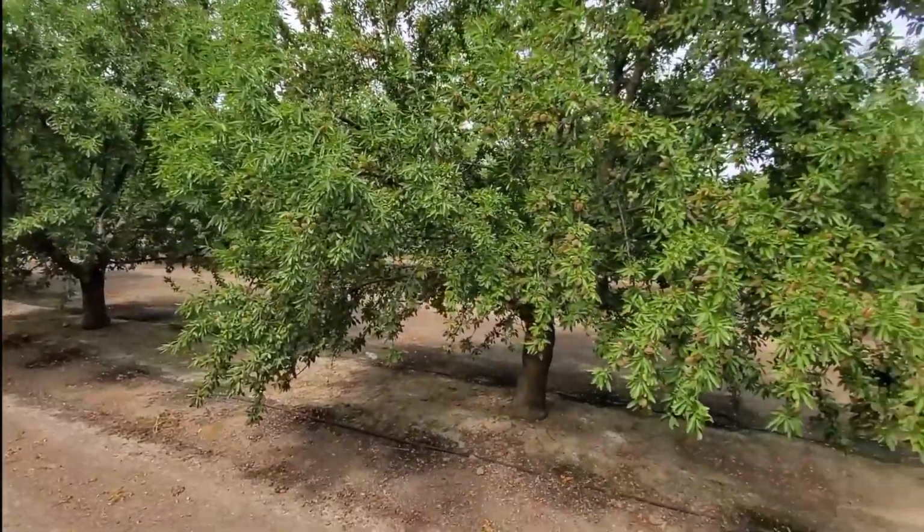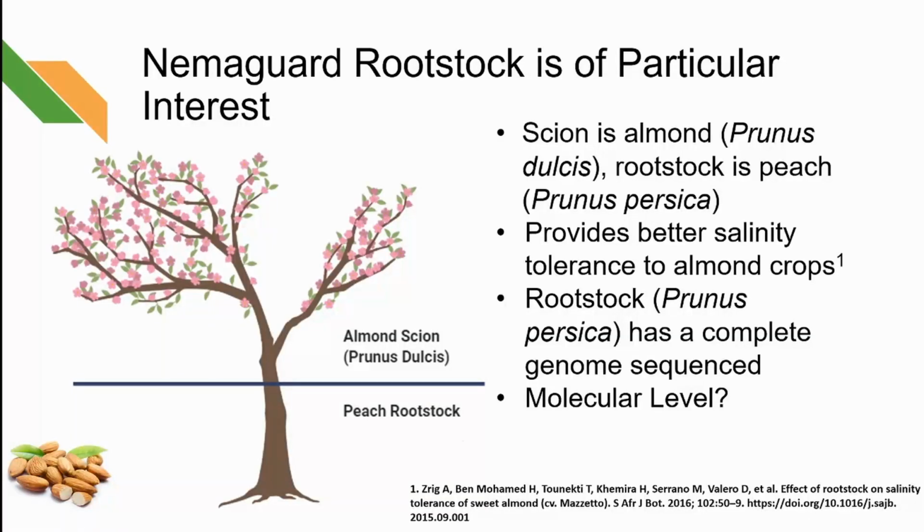Now, the rootstock that I work with is called Nemagard. Nemagard is a really popular rootstock that's actually derived from Prunus persica, or peach. It's commonly grown for its resistance to nematodes, but it actually has two qualities of interest to me. One is that it's been shown to provide better salinity tolerance to almond crops, and another is that Prunus persica has a completely sequenced genome, which is really important to me if I want to understand genetic and molecular mechanisms of this plant in regards to salt tolerance.